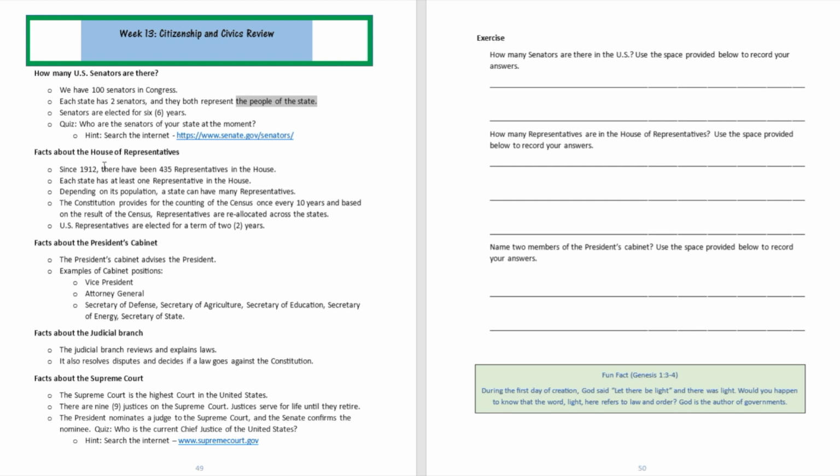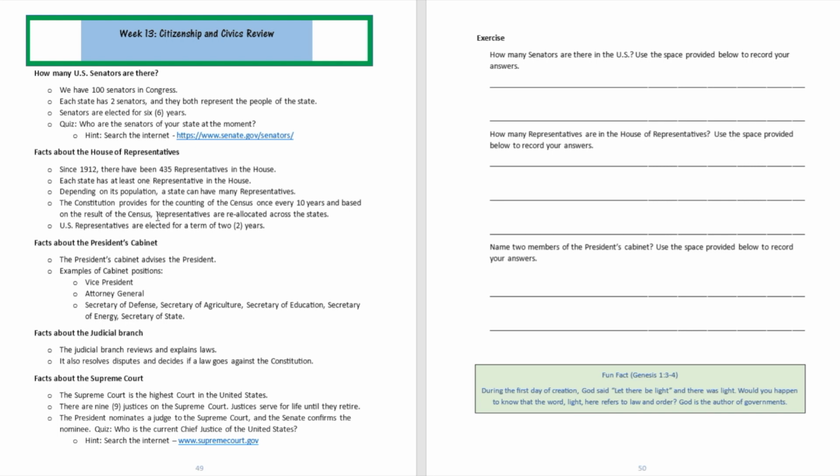Alright, so a couple of facts about the House of Representatives. Since 1912, there have been 435 representatives in the House. Each state has at least 1 representative in the House, but depending on its population, a state can have many representatives. In other words, if a state has a lot of people in it, then they're going to have more people in the House of Representatives.